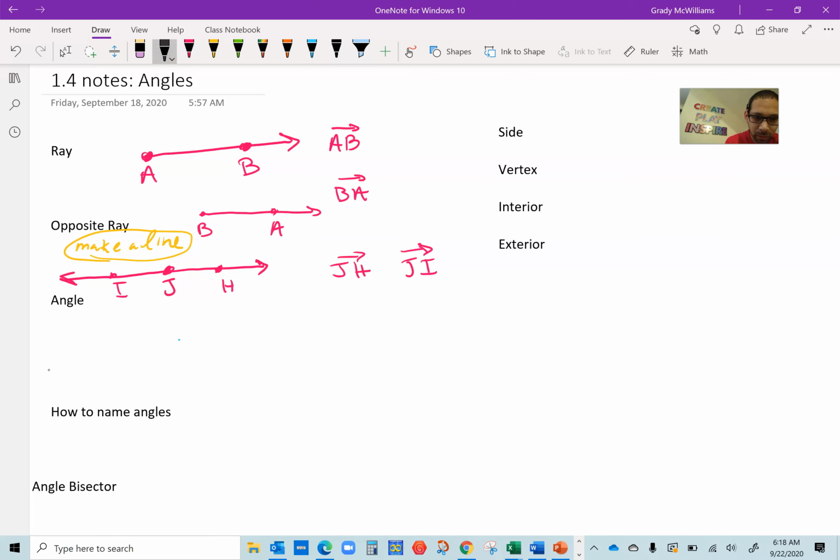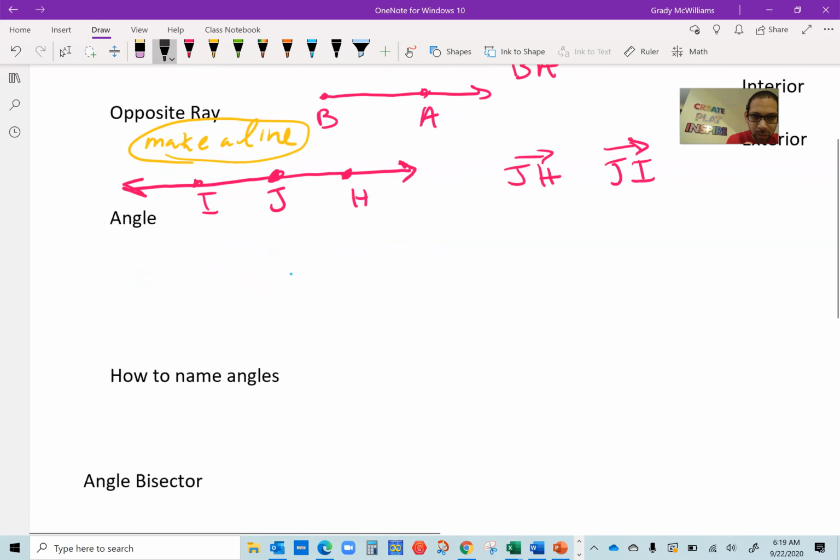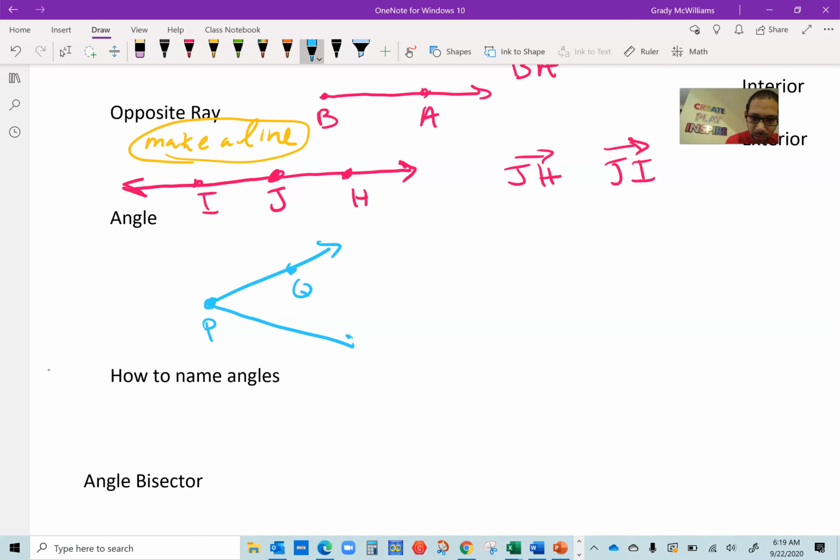Anyway, next we're going to talk about angles. So angles are formed when you have two rays that share the same vertex. So a ray like this, maybe this is ray PQ, and the same endpoint like this, but they're not going in opposite directions this time. So ray PH, okay? So the angle is the space in between here.